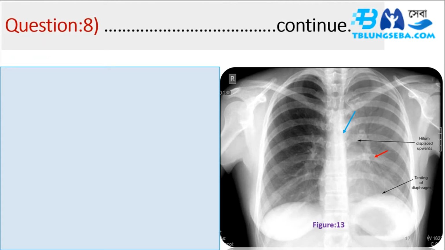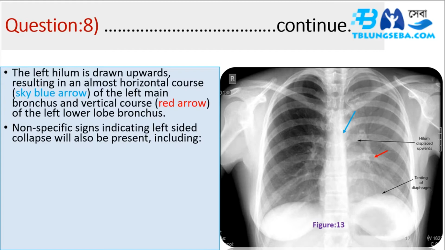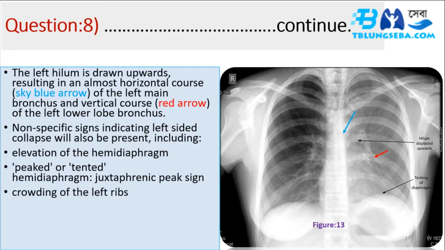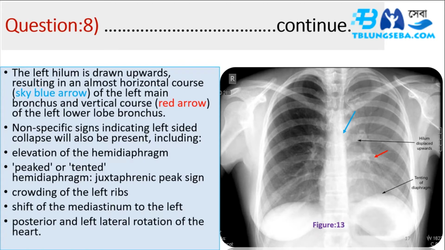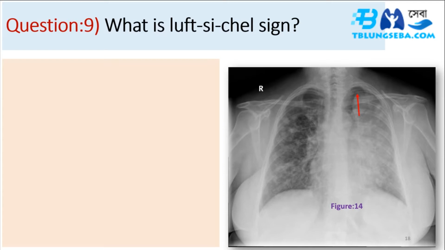Question 8, continue. The left hilum is drawn upwards, resulting in an almost horizontal course, sky blue arrow, of the left main bronchus and a vertical course, red arrow, of the left lower lobe bronchus. Non-specific signs indicating left-sided collapse will also be present, including elevation of the hemidiaphragm, beaked or tented hemidiaphragm, juxtaphrenic peaks sign, crowding of the left ribs, shift of the mediastinum to the left, and posterior and left lateral rotation of the heart.